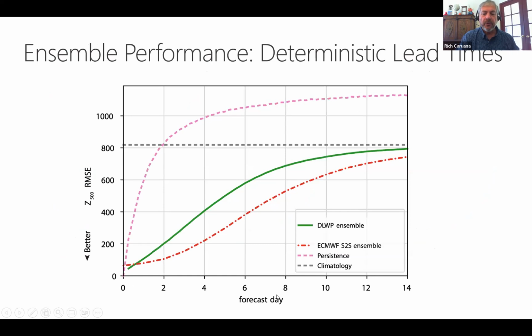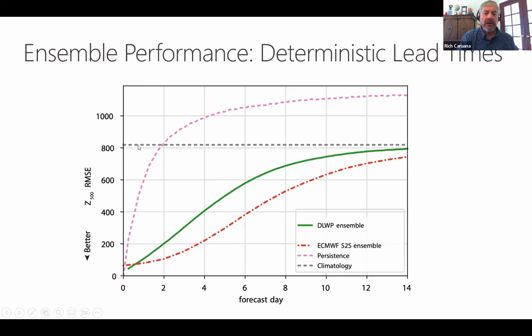Here's a model. This is forecast day. This is out to 2 weeks on the right. This is squared error on the vertical axis. So down is good. And you can see everybody is good if we're only predicting a few hours to maybe a day into the future. The green line is us. This is our deep learned ensemble method.